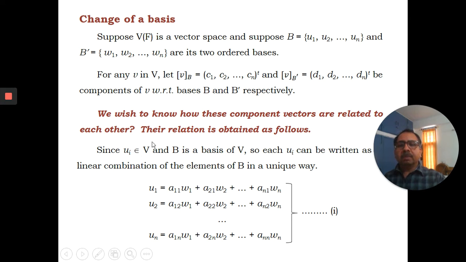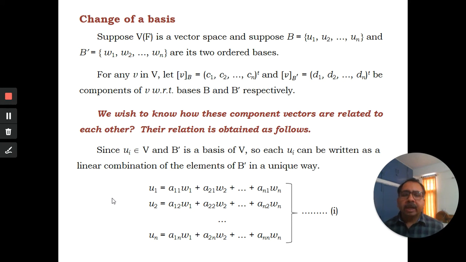Since Ui belongs to V and B dash is a basis of V, each Ui can be written as a linear combination of the elements of B dash in a unique way as follows. U1 is a linear combination of elements of B dash. U2 is a linear combination of elements of B dash, and similarly Un is a linear combination of the vectors in B dash.